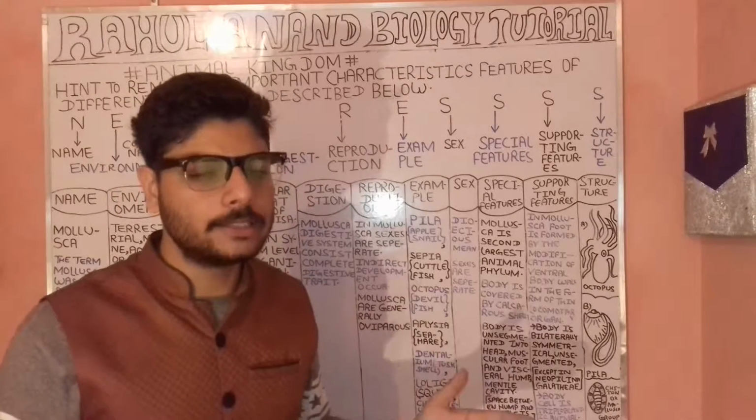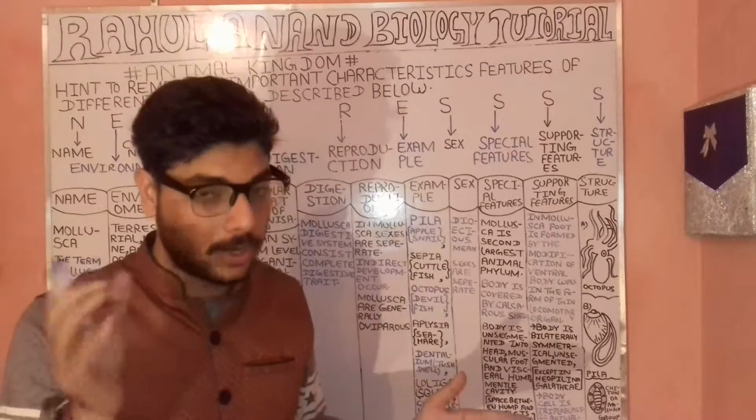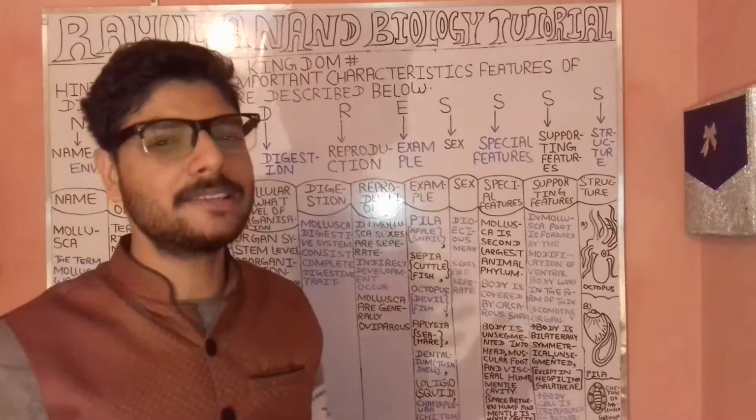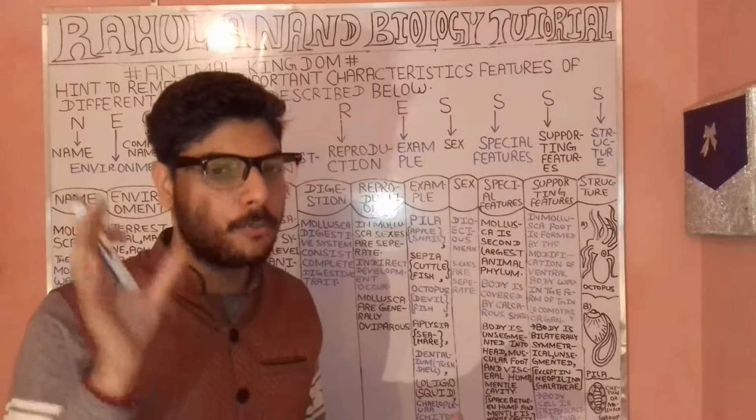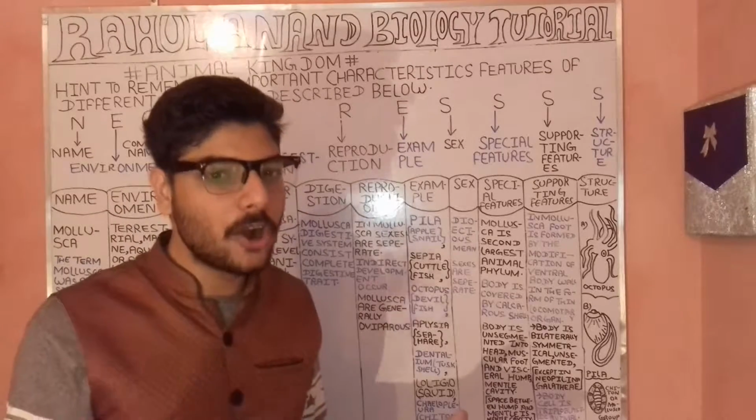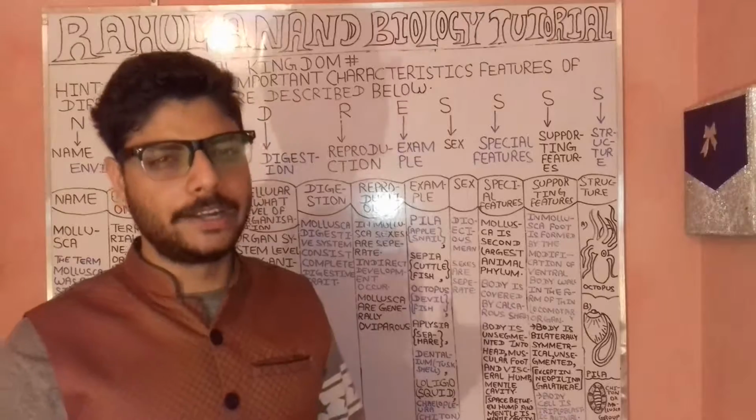So we have Neopilina galatheae. In this case, it is not bilaterally symmetrical. Means this particular organism, which comes under the phylum Mollusca, is not bilaterally symmetrical.